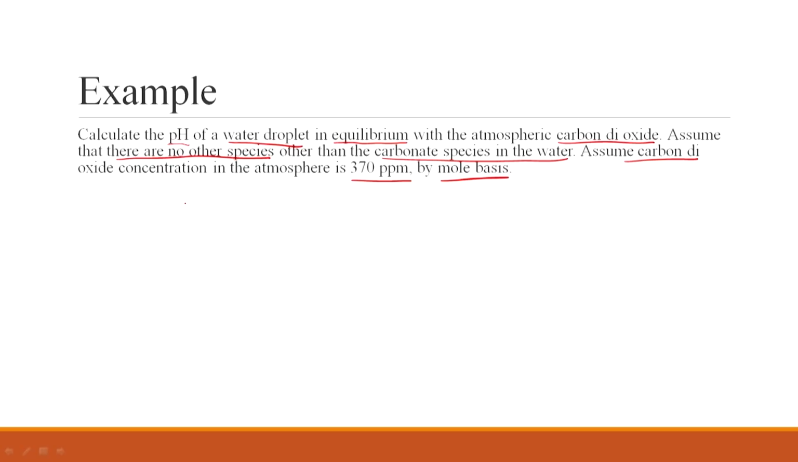So, here what are our unknowns? Our unknowns are H plus and OH minus, obviously, and H2CO3, and what else? HCO3 minus and CO3 2 minus, and we already have the partial pressure of carbon dioxide, and these are all the aqueous phase concentrations that we do not know. So, what do I need? I need 1, 2, 3, 4, 5 equations. I am out of time.